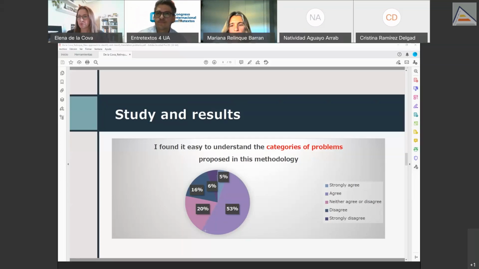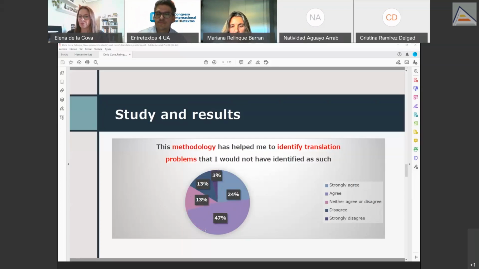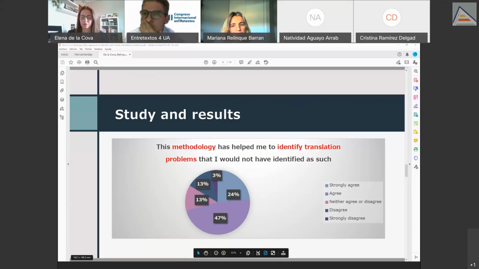In the next question, we asked them if this methodology had helped them to identify translation problems which they would not have identified as such. And it's very interesting that 71% of the students said that the methodology helped them to identify translation problems which they would not have identified as such before doing this project.